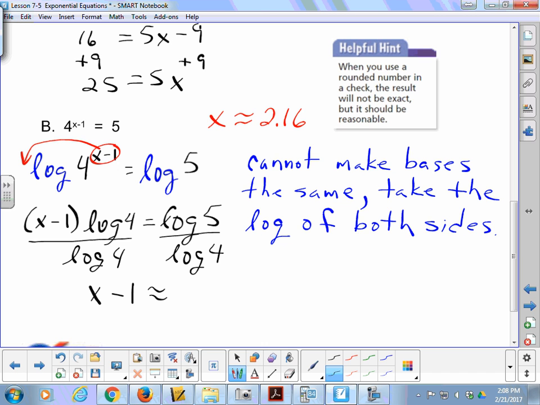So x minus 1 is approximately 1.16. Then we add 1 to both sides. So x is approximately 2.16.